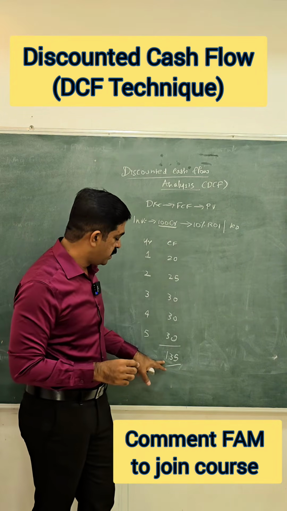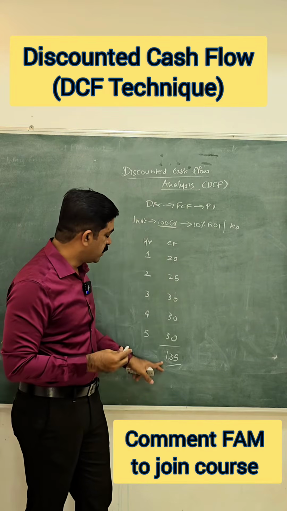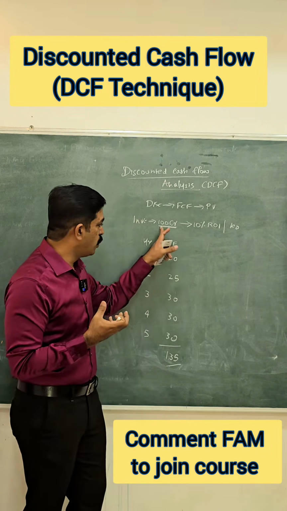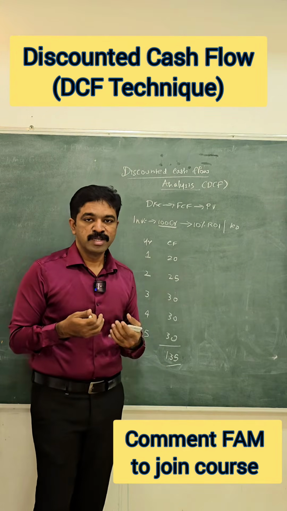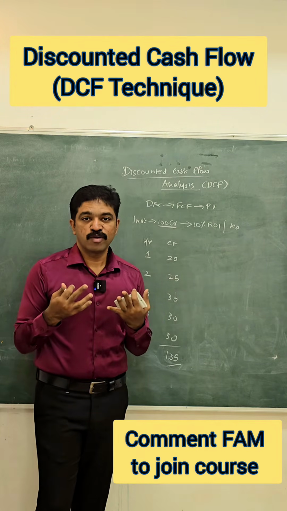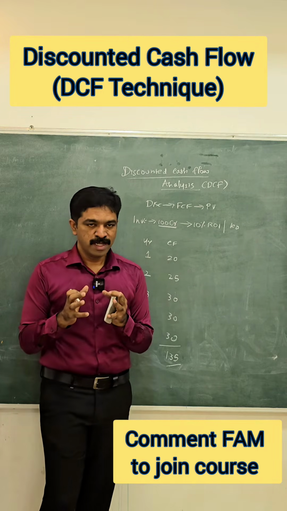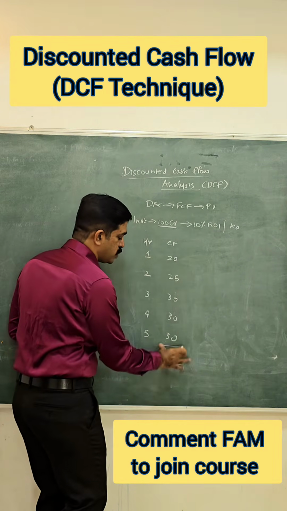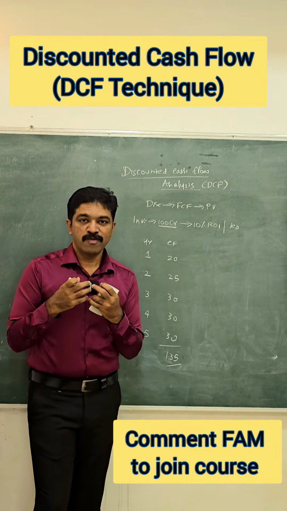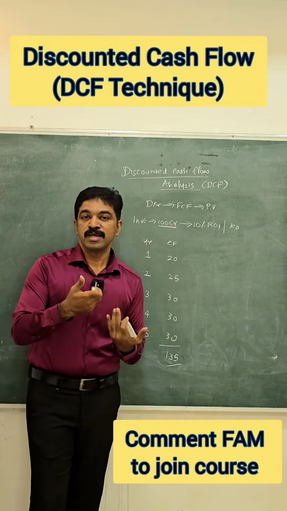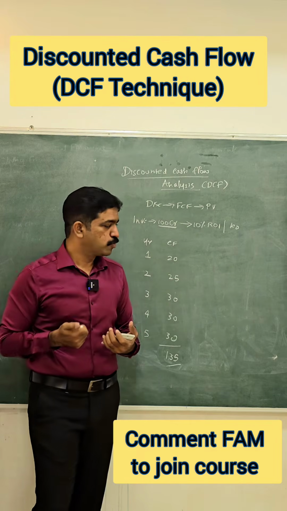So standalone, if I look at it, it gives me an impression that I'm getting 35 crore over and above the 100 crore I have invested. It means I'm making a return of 35 crore. But we should not conclude like that, because these are all future cash flows and we have to see what is the present value of these cash flows, and that's where the concept of discounting comes into picture.